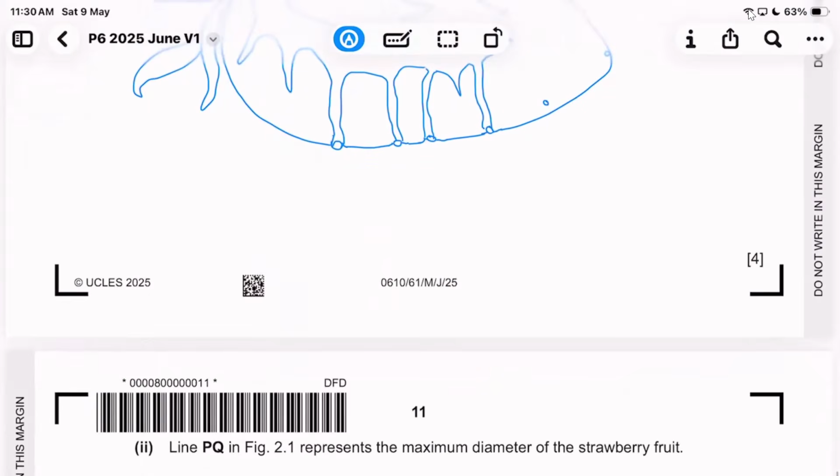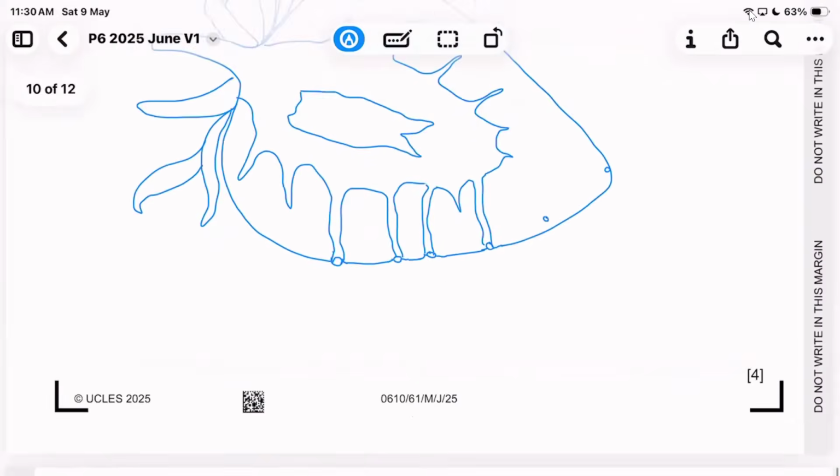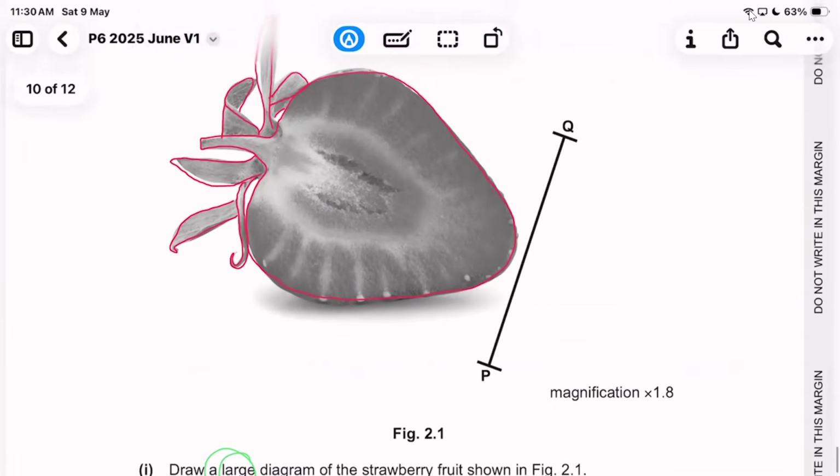Line PQ in figure 2.1 represents the maximum diameter of the strawberry fruit. Measure the length of line PQ. The measurement of PQ may vary from person to person and may be different from the mark scheme because it depends on the printed paper. So according to this size, we can measure it. No problem if your value is different from my value.